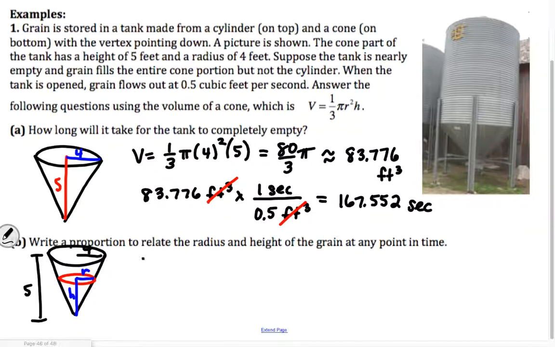All we're going to do is say R over H is in the same ratio as 4 over 5. So for our grain, the radius of the grain divided by the height of the grain, which is changing. Do you guys see how it's going to get smaller and smaller? It's in that same ratio of 4 to 5 because of similar triangles. You guys are like, triangles, oh my god. All right, so this relates the radius and the height of the grain at any point in time.